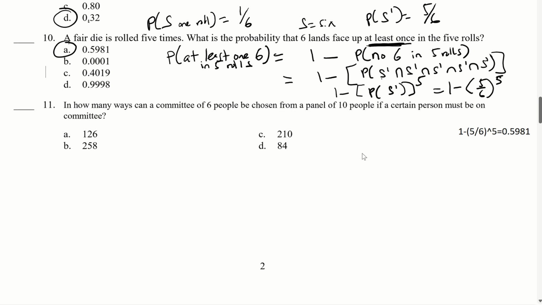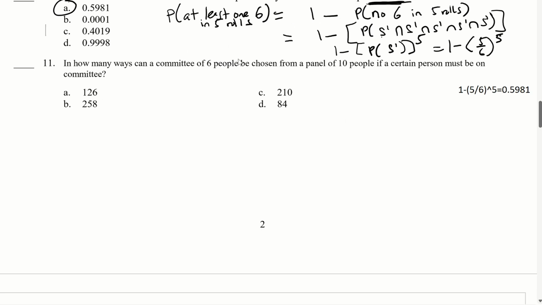All right, so number 6, in how many ways can a committee of 6 people be chosen from a panel of 10 people if a certain person must be on the committee?